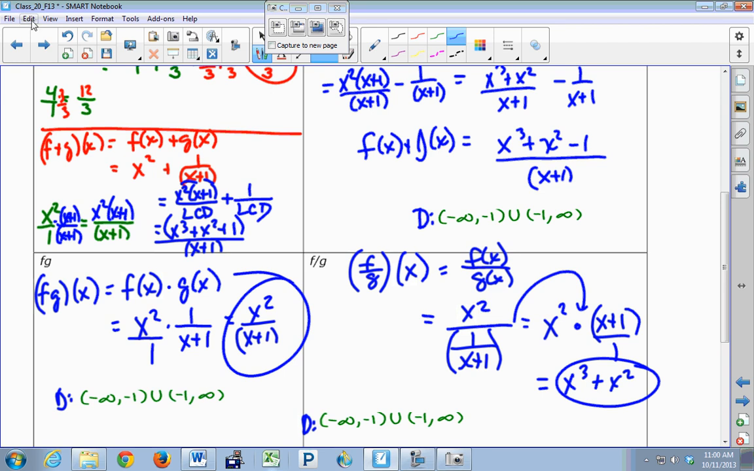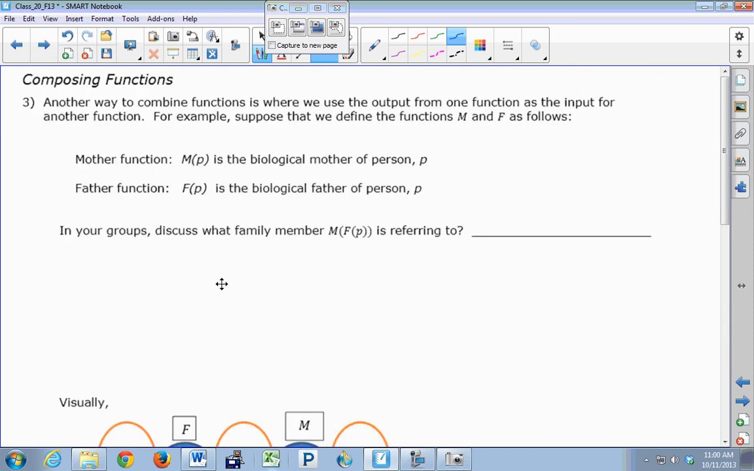Okay. You'll have maybe 3 or 4 homework problems like this. Okay. So composing functions, I'm not even going to define composing functions for you. I'm just going to tell you that there's another way to make new functions, and that is by putting them in some kind of sequence, okay? The output of one function is going to become the input of your other function.